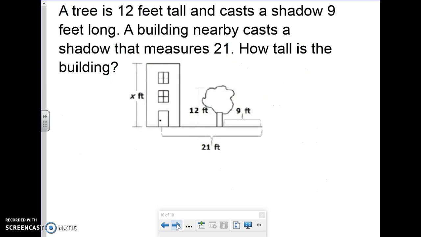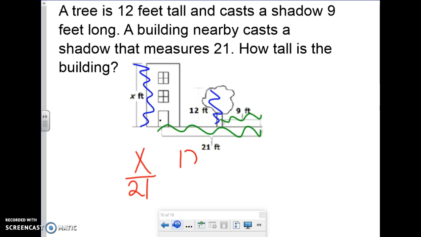And finally, the last practice problem. For this one, you're going to match. It says a tree is 12 feet tall and casts a shadow 9 feet long. A building nearby casts a shadow that measures 21 feet. How tall is the building? So I'm going to match the height of the building to the height of the tree. And then I'm going to match the shadow of the building to the shadow of the tree. Then I set up my proportions and solve. So I would have x to 21 and 12 to 9. Set them equal. You're going to multiply on the diagonal, divide by the extra, and you're going to have x equals 28 feet.